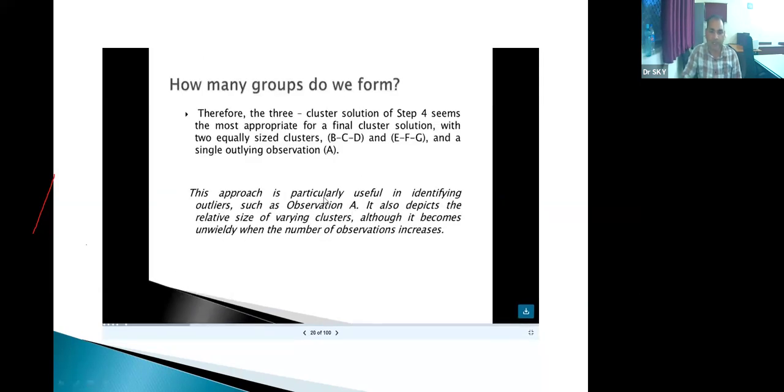This approach is particularly useful in identifying outliers such as observation A. It also depicts the relative size of varying clusters. How many clusters should be found? Although it becomes unwieldy when the number of observations increases. So it does not work very well if we increase the number of observations.